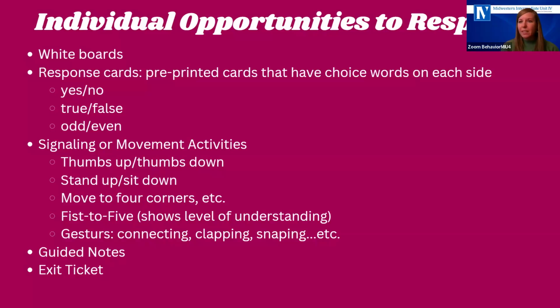Some signaling or movement activities: thumbs up, thumbs down, a super easy way to get all the students to engage with you. Maybe it's a stand up and a sit down. If you're brave, if you have really good structure in your classroom and you can corral the students back in, you could do your four corners, moving to a certain corner, the front or the back of the classroom. You could have your fist to 5, if anyone's heard of that. So give me a 5 if you understand, a 4 if you're still struggling, a 3, 2 and a 1, and so on and so forth. But just to get some feedback from the students of how they're feeling about the content, if they're understanding it.